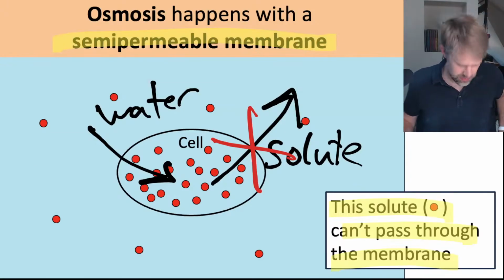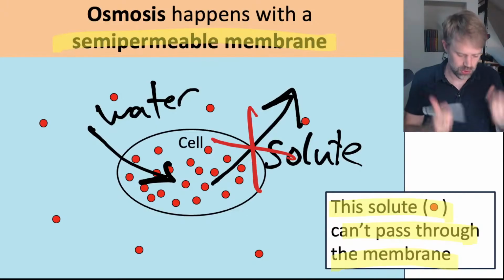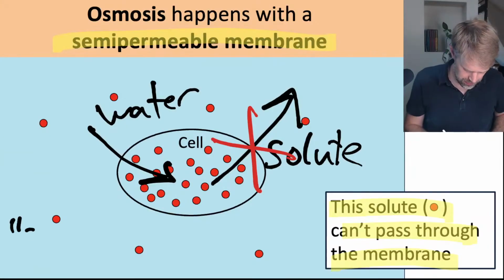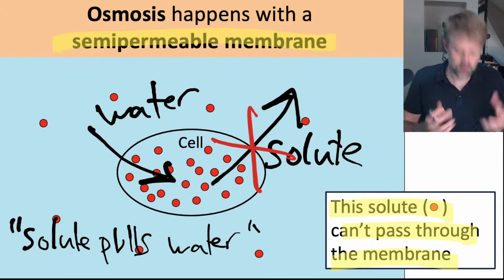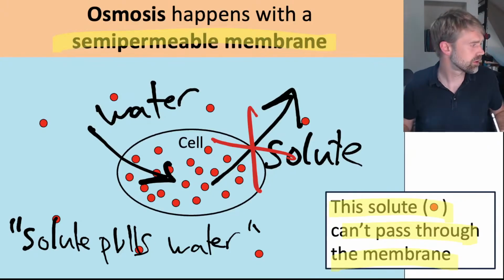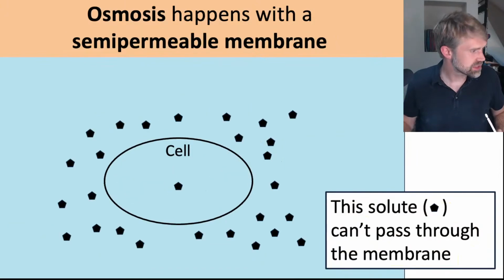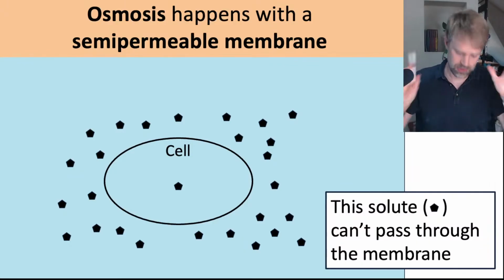Another way that you can think about this is that solute pulls water towards it. Sometimes I think about it like that. Solute pulls water. That's a way you can think about osmosis, that it pulls water towards it. Let's look at this example again. We have a semipermeable membrane. The solute can't pass through, but the water can.